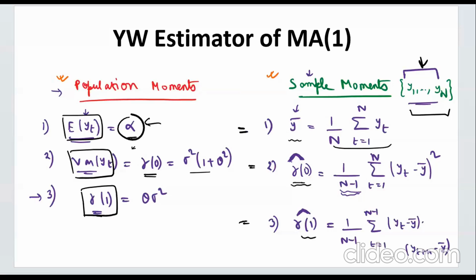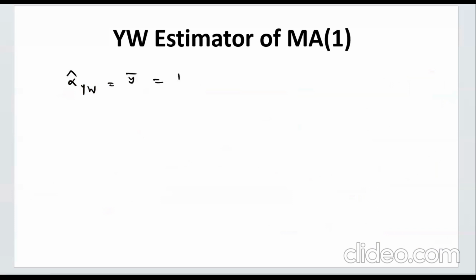So if you equate, alpha cap Yule Walker will be simply y bar, right? This is evident. Here you have alpha, and if you equate it to the sample counterpart, alpha equals y bar, which is 1 by n summation t from 1 to n of yt. So this is the first Yule Walker estimate, the Yule Walker estimate for alpha. We have this data set available to us, y1, y2, yn, so we can calculate the average, and that will give you the Yule Walker estimator for alpha cap.